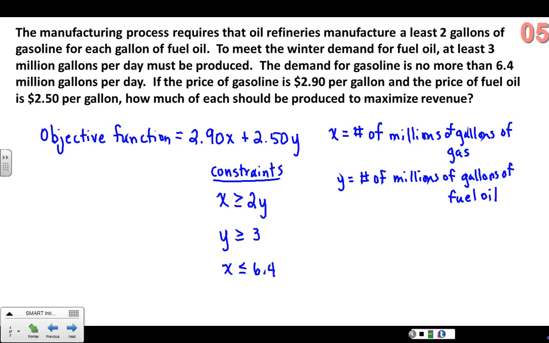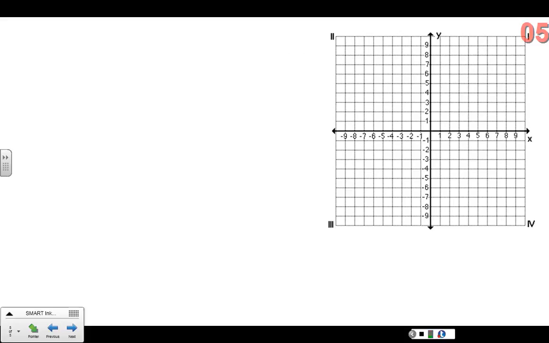Now, we need to also take into consideration in this problem that we've got to produce at least some of each, fuel oil and gas. So we need to consider X and Y to be positive in this problem, or X at least to be positive. Y's got to be greater than 3, so sure enough, X has got to be positive. Okay, so there are my constraints. Let's go over to the next page and graph these constraints. X greater than or equal to 2Y.